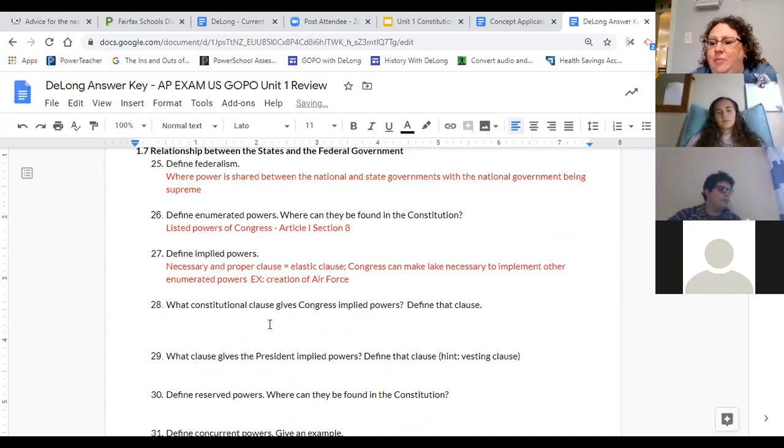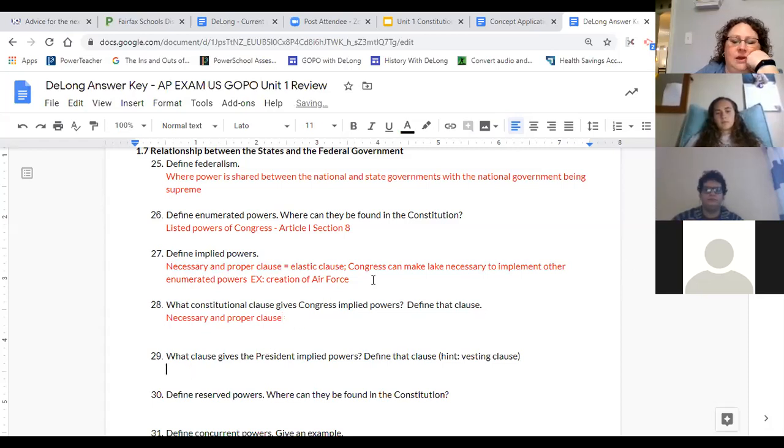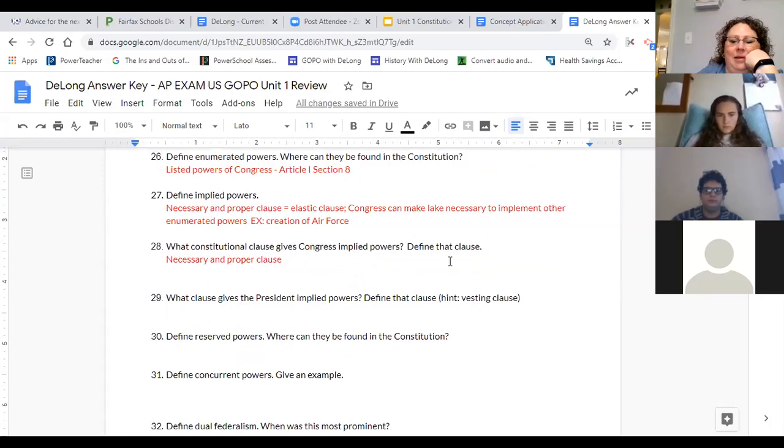So we were talking about the post office, right? And how it's been nationalized. So that's another great example, how it talks about in the Constitution the creation of a post office. And so all the rules and stuff that come with it, that'd be the necessary and proper clause. All right, what constitutional clause gives Congress implied powers? Well, that's the clause we just said, right? The necessary and proper clause. What clause gives the president implied powers? Is that Article 1, Section 7? Yes.